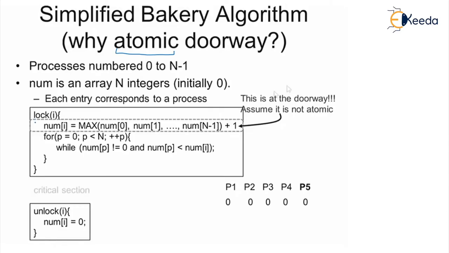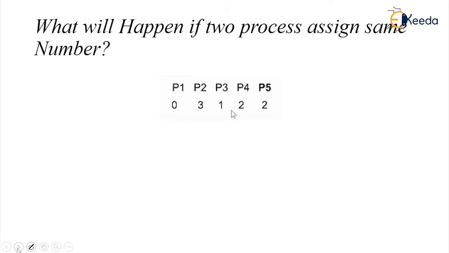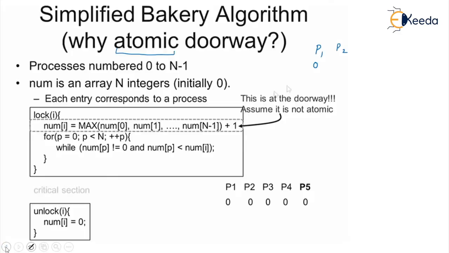So assume I'm taking a few values. Suppose P1 is 0 and I have a few values over here: 3, 1, 2, 2, so P2 is 3, P3 is 1, and then P4 and P5. Suppose this is the situation. Initially all were zeros and P1 is the first one to enter, and it finds the maximum value from these as 0, and 1 is added to this.